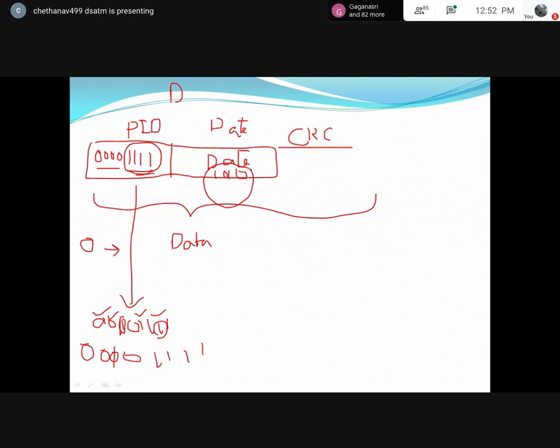I have two parts: one is PID, one is data. Within this data, 1010 is my data. For the CRC code, I will add all the bits: 1 plus 0, 0 plus 1, 1 plus 0. What's the answer? I get 0. This 0 I'll put here as the CRC code.